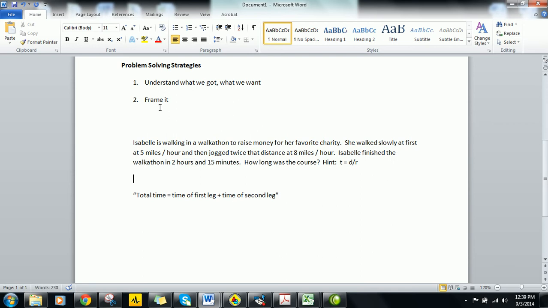So basically my framing is that the 2 hours and 15 minutes it takes for Isabel to finish is made up of the first time, which is the walking piece, plus the second time. Again, I'm basically moving off of this hint, and thinking in terms of time, even though I'm looking for distance. Okay? So, there's my frame.